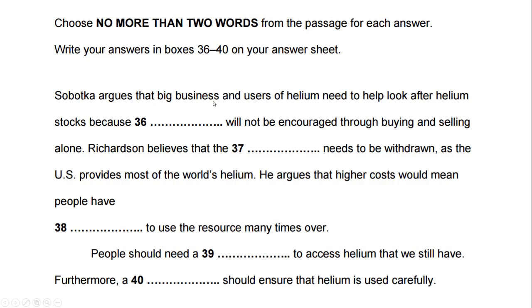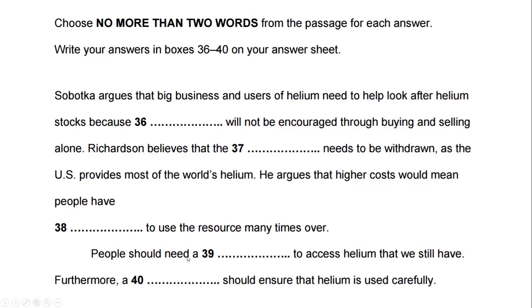So now we need to read this and understand what it means. Sobotka argues that big business and users of helium need to help look after helium stocks because something will not be encouraged through buying and selling alone. So something here. Now let's not guess what it means yet. Let's understand the whole thing first. Richardson believes that something needs to be withdrawn as the US provides most of the world's helium. He argues that the higher costs would mean people have something to use the resources many times over. Have the ability. That makes sense, and so you should be trying to get ideas as you're reading this.